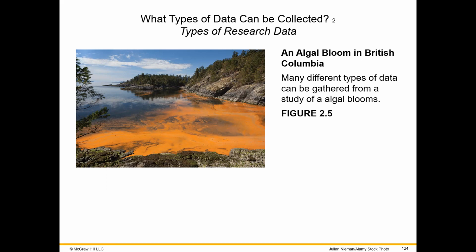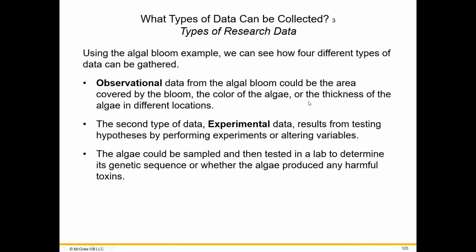So here, as an example, we have an algal bloom in British Columbia. Before we had the tap versus bottled water example; this is an algal bloom, which I like a little bit more. There are a lot of different types of data that you can gather from the study of an algal bloom. So what could they be? Well, we can have observational data from the algal bloom itself related to the color or the thickness of algae in different locations, or what the area coverage is.